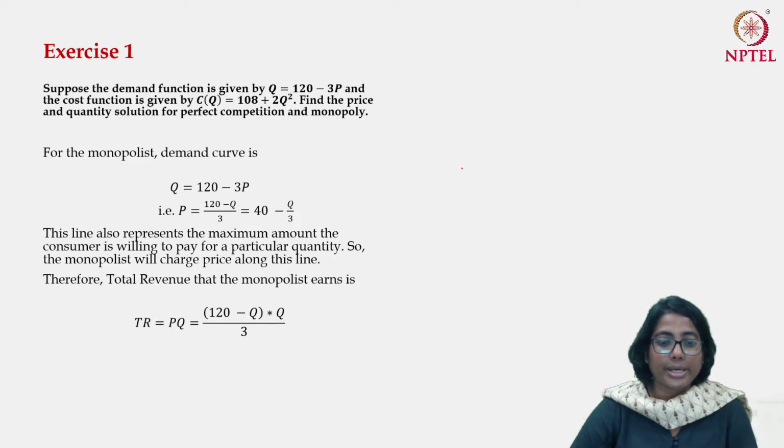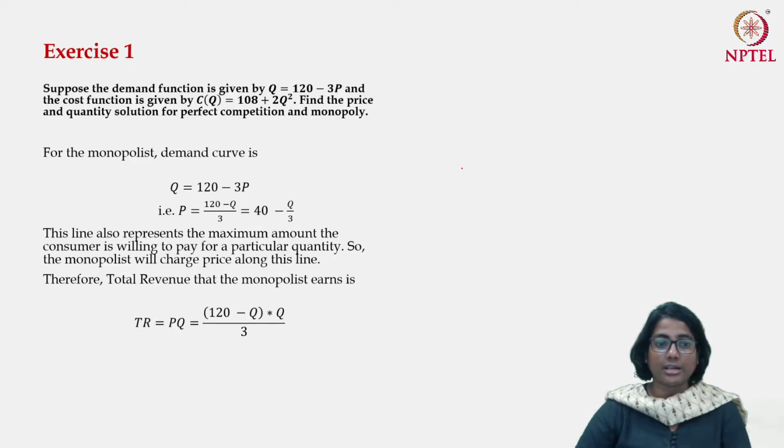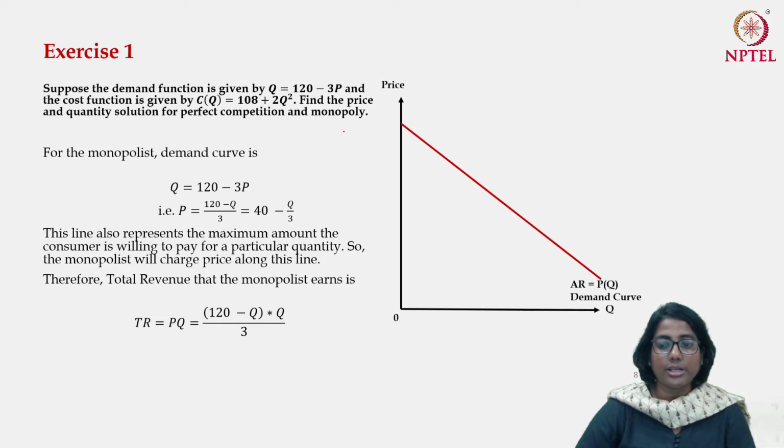So let us do a quick exercise which may make our understanding a bit clearer. In this exercise we are saying, suppose the demand function is given by Q is equal to 120 minus 3P. Okay, so this is how the demand function is given. Now we have also discussed that the demand function itself is the average revenue curve.